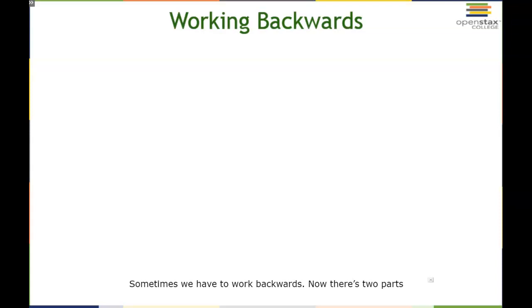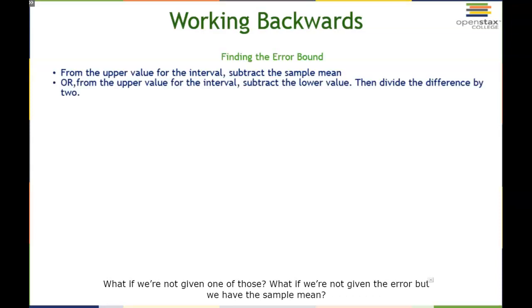Sometimes we have to work backwards. Now there's two parts of the interval. We have our mean and we have our error. And by doing a small calculation, we can get our interval, both our upper value and our lower value. What if we're not given one of those? What if we're not given the error, but we have the sample mean?